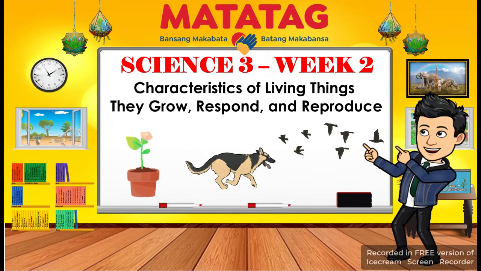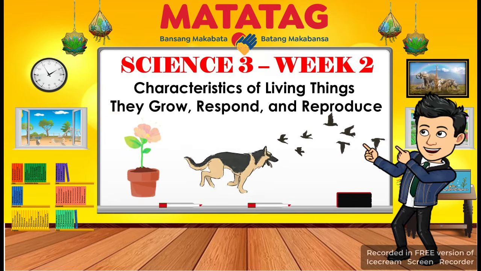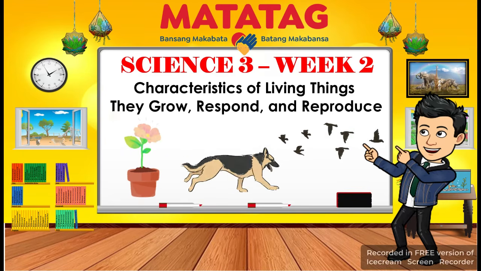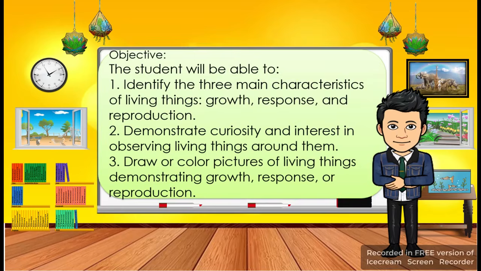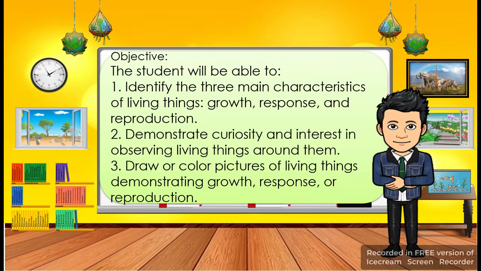Today, we will discuss the characteristics of living things: they grow, respond, and reproduce. But before we start, these are our objectives. The students will be able to identify the three main characteristics of living things: growth, response, and reproduction. Second, demonstrate curiosity and interest in observing living things around them. And last, draw or color pictures of living things demonstrating growth, response, or reproduction.